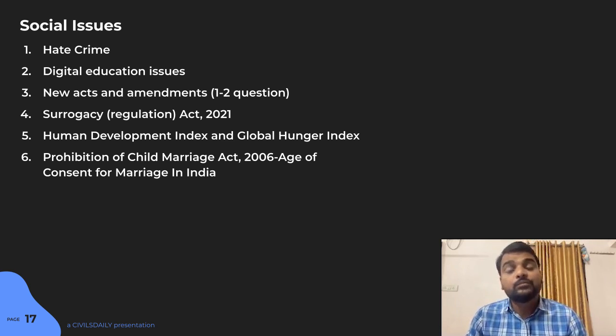HDI and global hunger: in the Global Hunger Index our ranking is falling, and the HDI has been more or less constant. So what are the points taken in these, along with how India is faring. You have to cover these two. Then prohibition of child marriage, because the government is now trying to increase the age of marriage from 18 to 21. So this act becomes very important, and the relevant provisions have been kept in the PDF that will be shared with you once you register in the Google form given in the description.